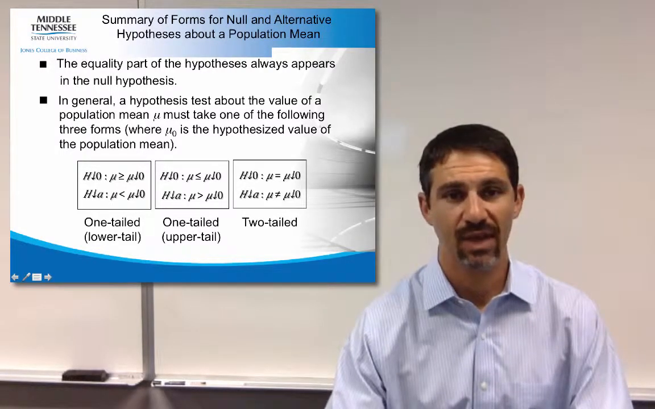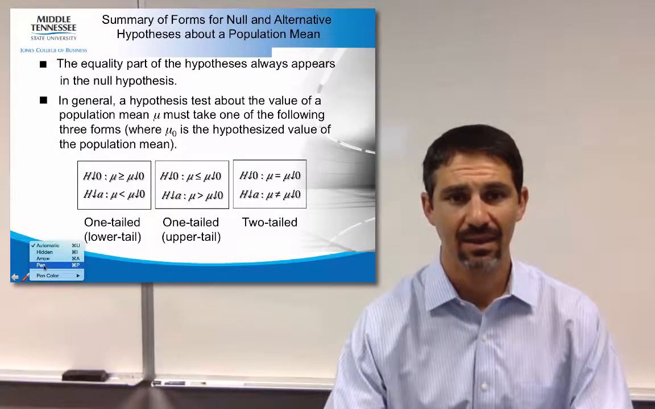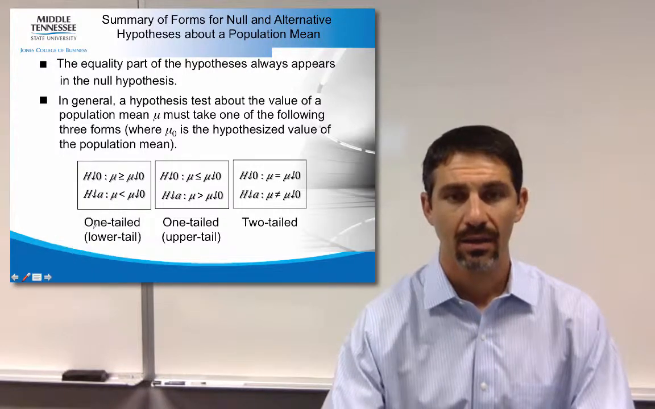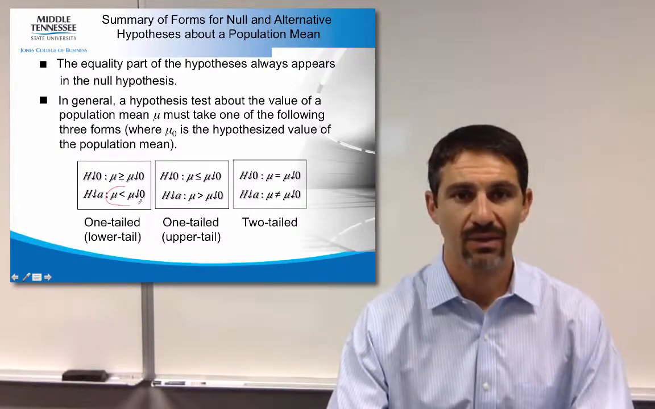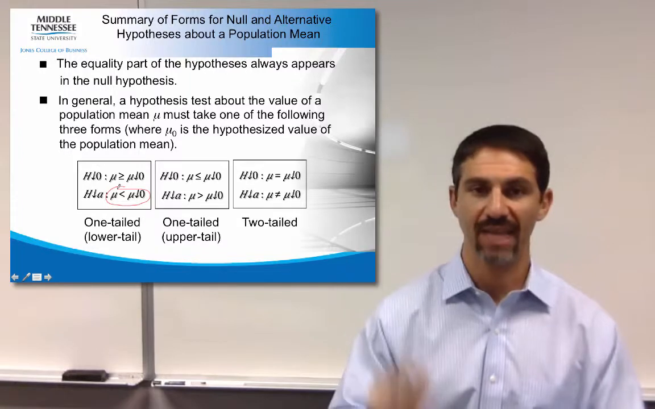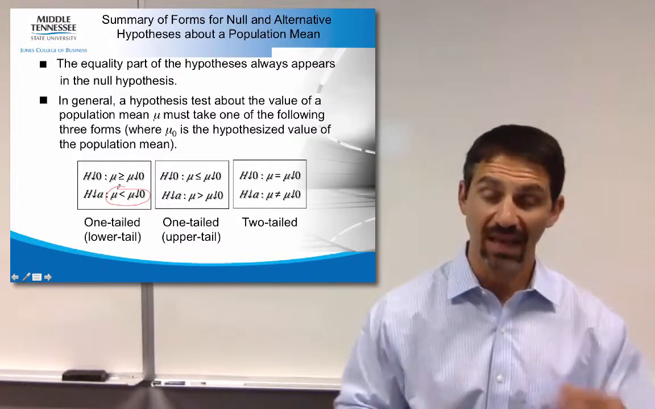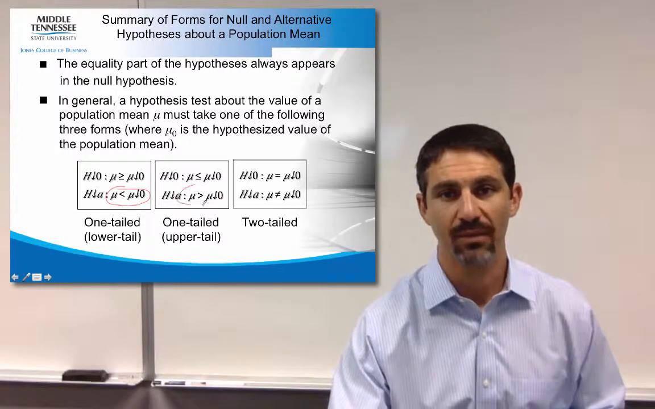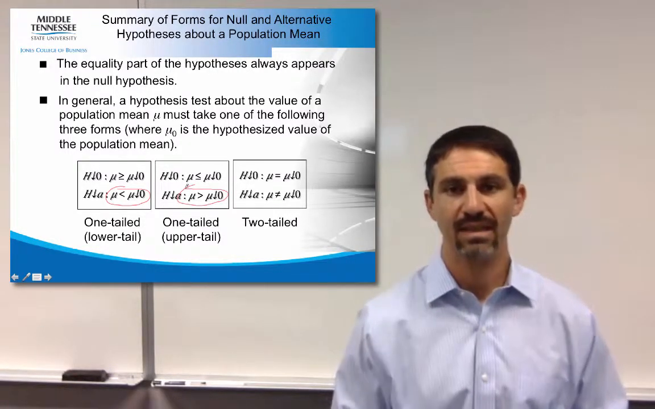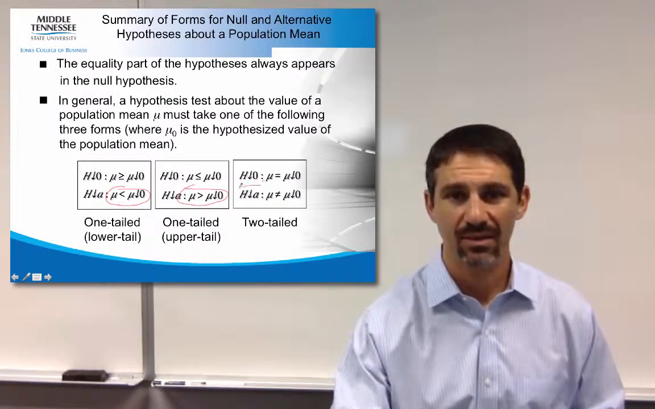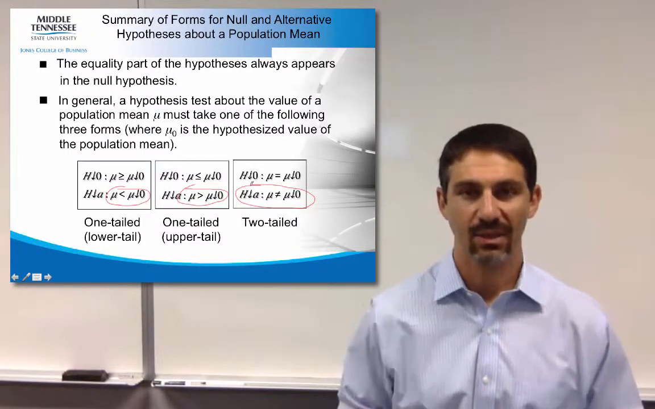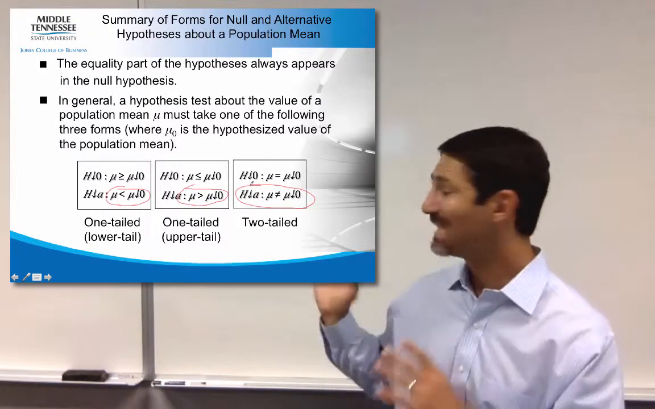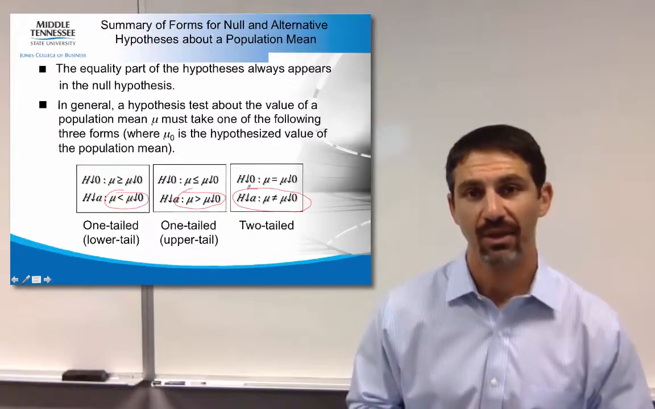If we're talking about significantly less, we're talking about this alternate here representing the tail on the left side of your bell curve. If we're talking about significantly more, that's what it would represent. And significantly different would be either one, and that's what that would represent. So let me show you exactly what that looks like up here on the whiteboard.